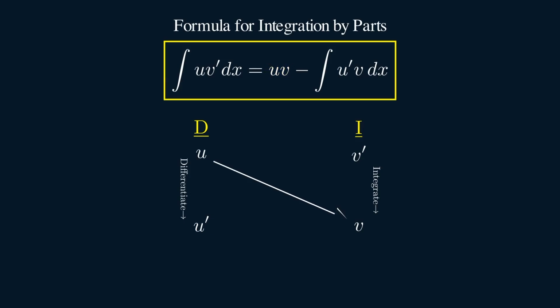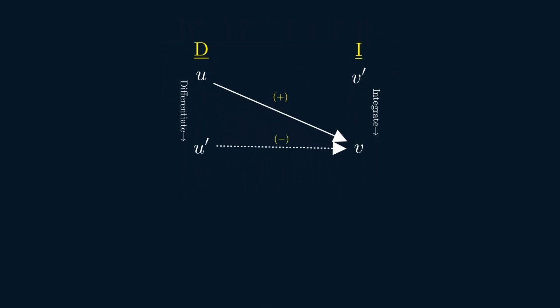The first part, uv, is the product of the terms connected by the solid arrow. The second part is the integral of the product of the terms connected by the dashed arrow. Let's place the sign of each part just above the corresponding arrow. Thus, the table captures the process of integration by parts for the product of u and v prime.